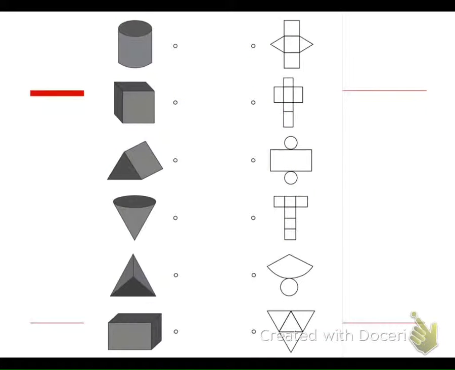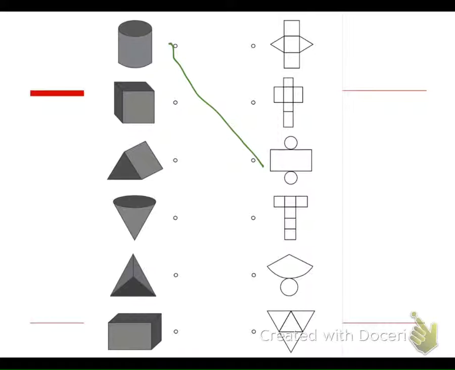Nets are when you take a 3D object and you cut them down to be the 2D shape that you fold into that 3D object. So our first one here is a cylinder. So in A, B, C, D, E, or F, which one is it? It's the third one. You see, if you folded these over and rounded that around, you get the cylinder.